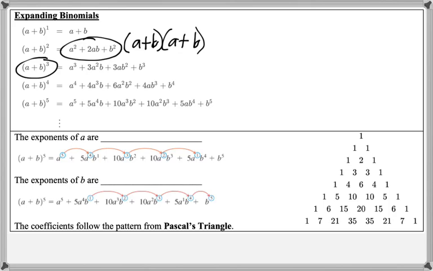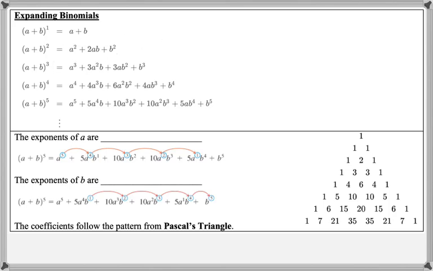So if we were to just solve these using FOIL and distribution, they would take a very long time. So this section is looking at patterns and quicker ways to expand these. So let's look at the fifth one here. If we look at the exponents of a, we see that from term to term they are decreasing. And then if we look at the exponents of b, we see that they are increasing.